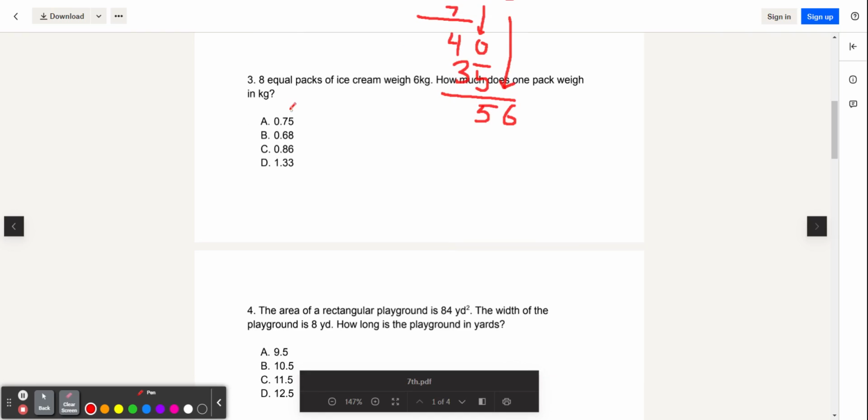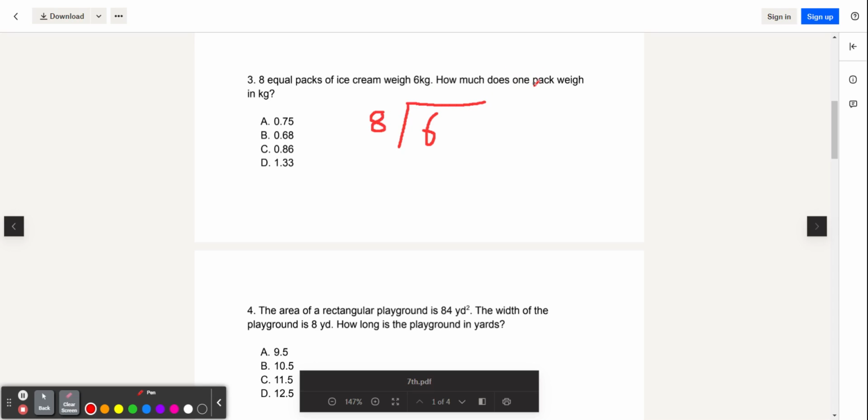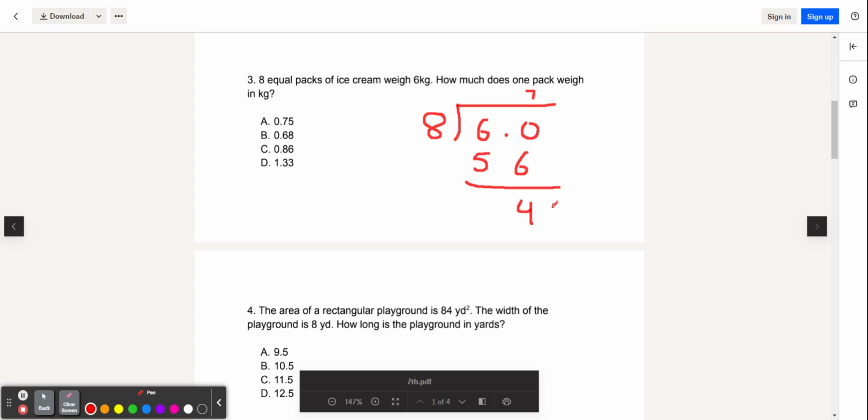Moving on to number 3, 8 equal packs of ice cream weigh 6 kilograms. How much does one pack weigh in kilograms? So once again, this is just division. We need to divide 6 kilograms by 8 packs to find the weight of one pack, and here we can see that 8 goes into 60 7 times, giving us 56. If you subtract, you get 4, carry down a 0, 5, and a decimal point. So 6 divided by 8 is 0.75, which is our answer.